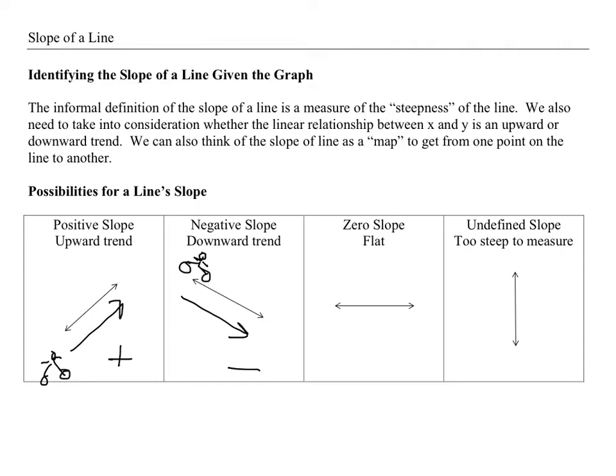Okay, this one, it's a horizontal line. It's 0 slope. So I'm biking. I'm doing great. Good. And then this one is a vertical line. So the slope is undefined here because it's too steep to measure. There's no way I could bike up that line.